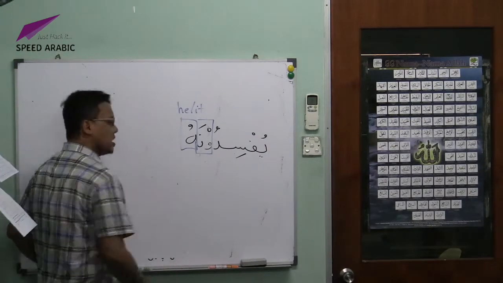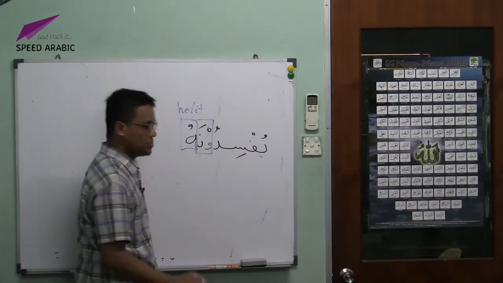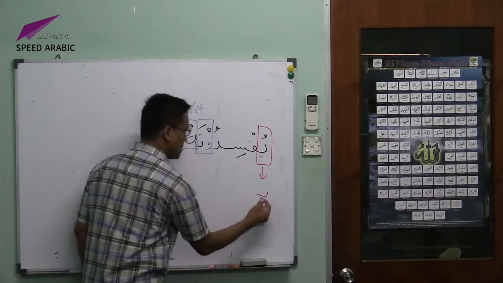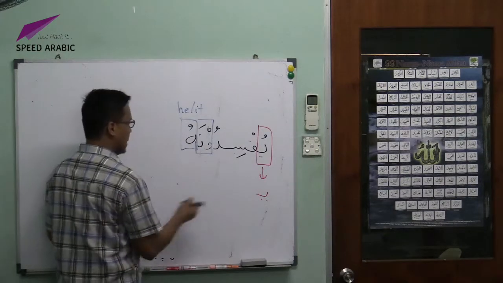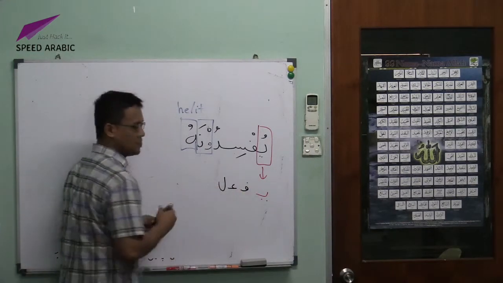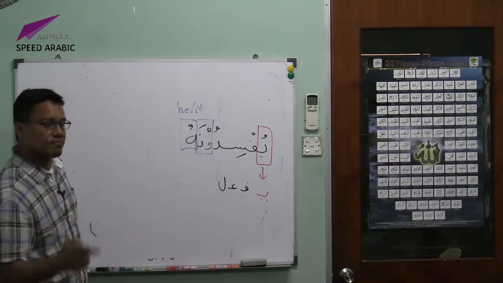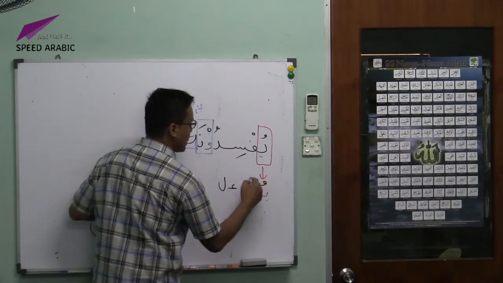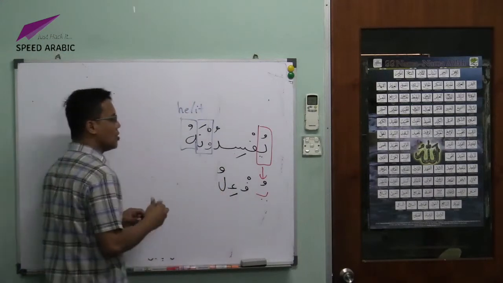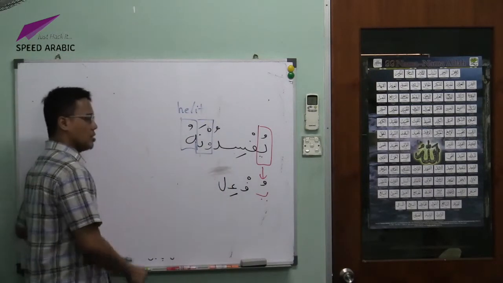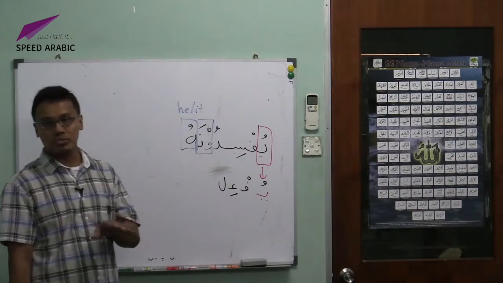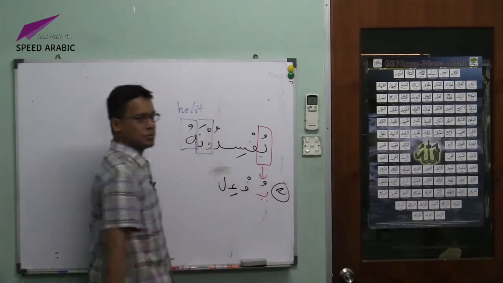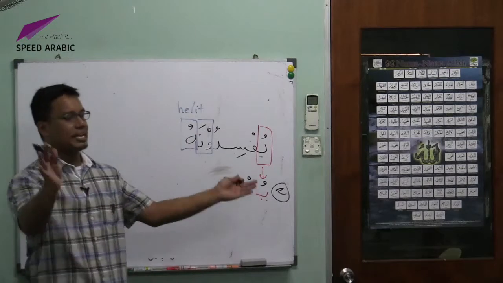Alright, so how do you hack? Two-step hacking for verb form. What do you do first? Bring down the prefix, which is ya. Done. And based on your paper, you would already have this fa ain lam. The second step in verb hacking is follow all the baris, the strokes. When you follow all the strokes, you will get yuf'ilu. This is the most important step. I cannot overemphasize it. Step 2. You get yuf'ilu, you get everything.